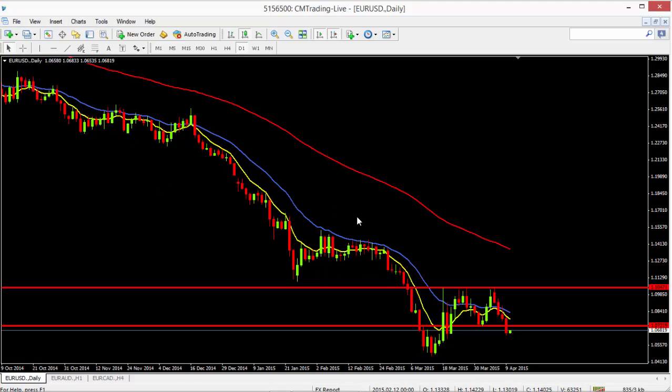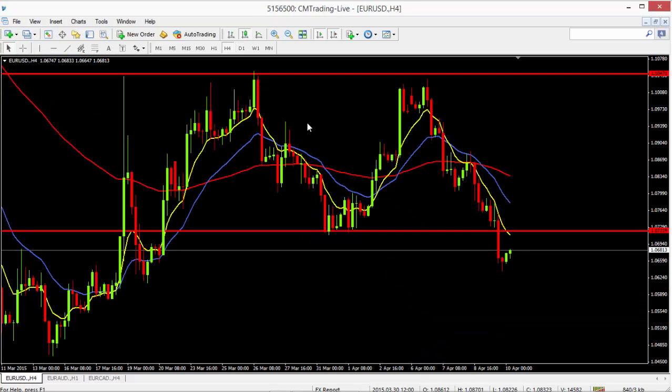The euro US dollar has broken on the daily chart, close below that support level, and I'm looking to short it maybe on a retest of support as resistance. We can even look at the smaller time frames. We can see on the 4 hourly it's a clear break.